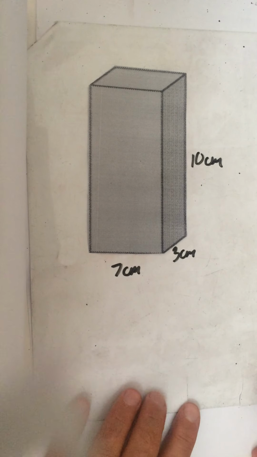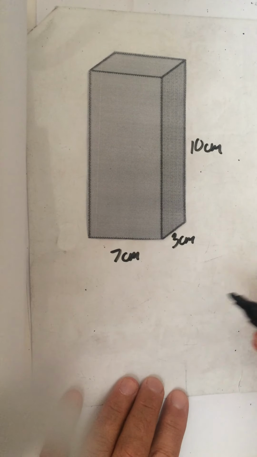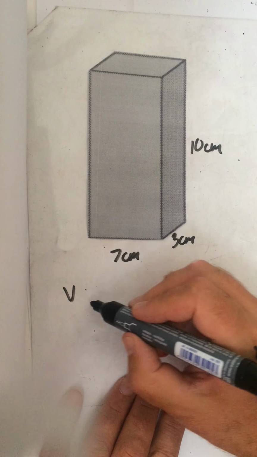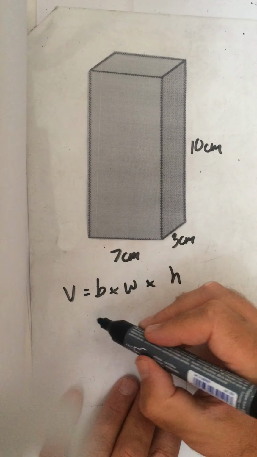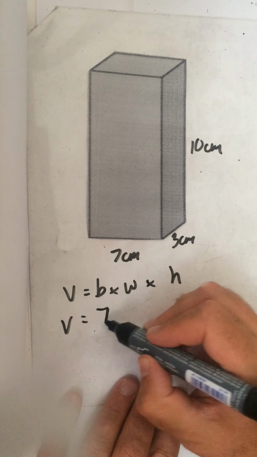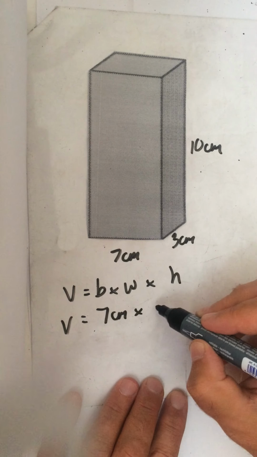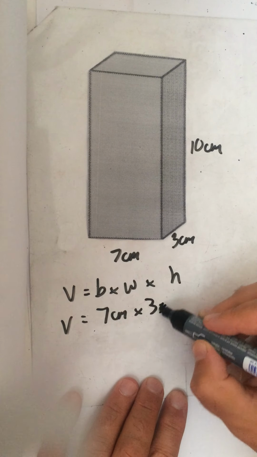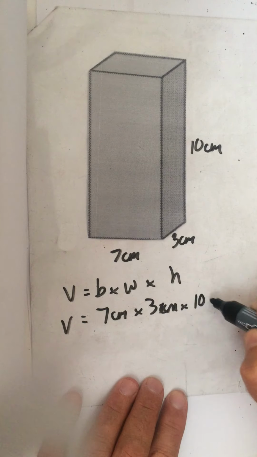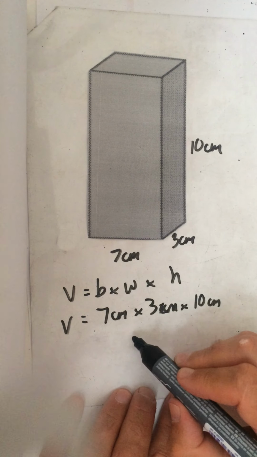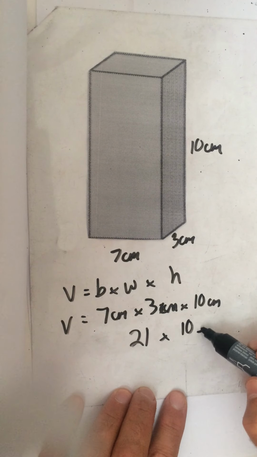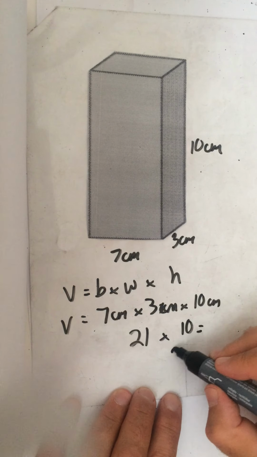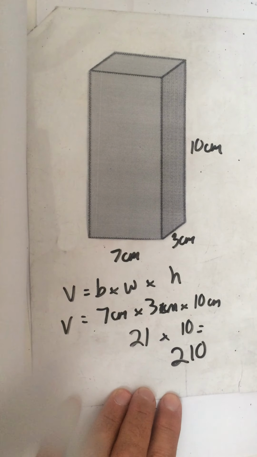Now we know the formula for volume is the base times the width times the height, and we just fill that in. So volume equals 7 centimeters times 3 centimeters times 10 centimeters. So 7 times 3 is 21. 21 times 10, we're just adding the 0 there. So our answer is 210 centimeters cubed.